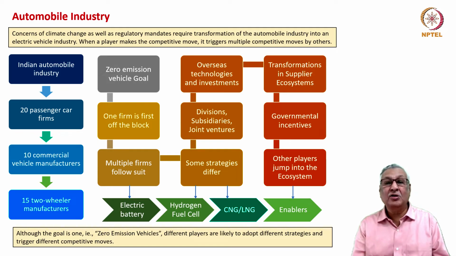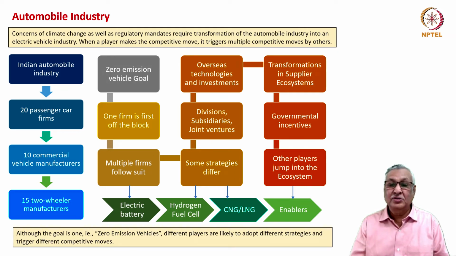Now, how does the automobile industry work in this kind of paradigm? It starts with the zero emission vehicle goal. One firm is generally first off the block. Then multiple firms follow suit. Some strategies differ. Ola, for example, wants to sell directly to the consumer. It doesn't want to go through dealers. Whereas Bajaj Auto, when it becomes electric, is going to follow the conventional model with suitable updates and modifications.